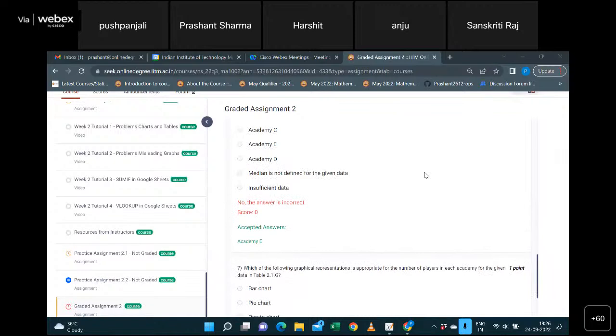Sir, if two bars are equal in length in a bar chart or equal share in a pie chart, is it a misleading graph? If so, what kind of misleading graph is it? Why should equal length of bars be misleading? See, we have to see what the thing is.